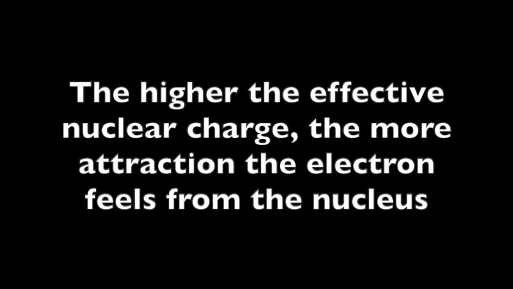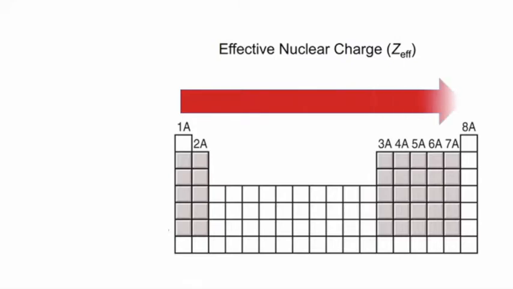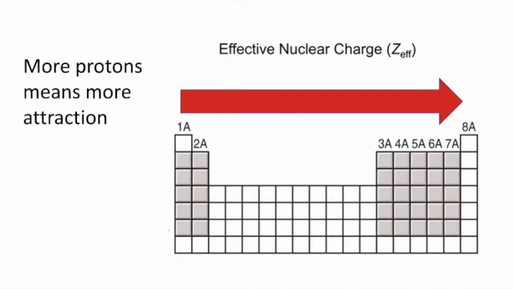The higher the effective nuclear charge, the more attractive force the electron feels from the nucleus. Effective nuclear charge varies by location on the periodic table. As you move to the right across a row, each element has one more proton than the element to the left of it. The nuclear charge gets larger. Hence, as you move to the right, the electrons in the element feel more and more pull from the nucleus as the amount of positive charge grows.